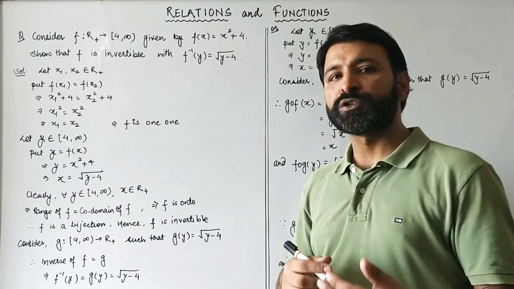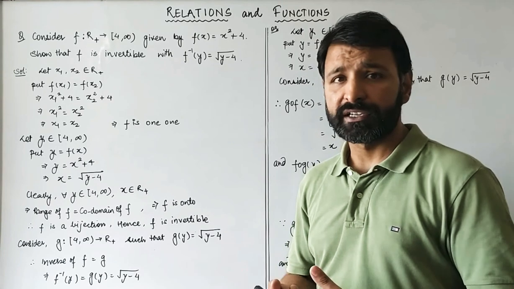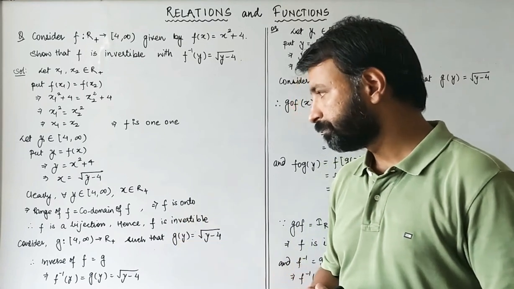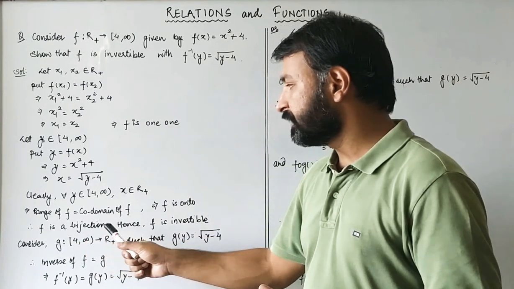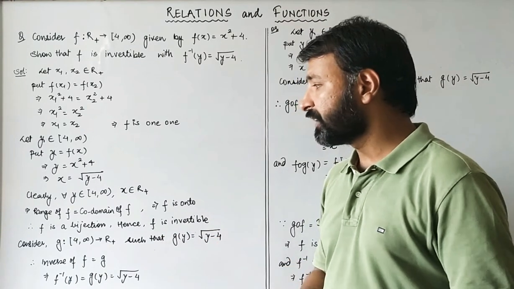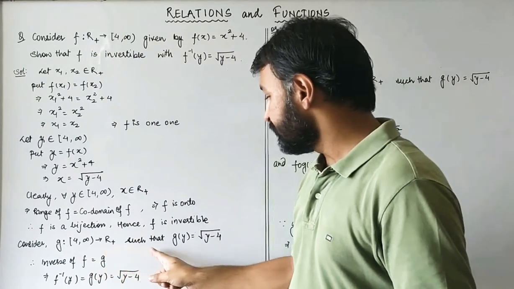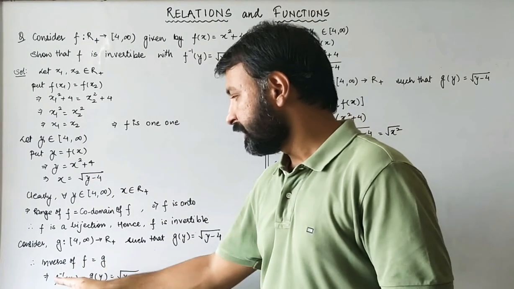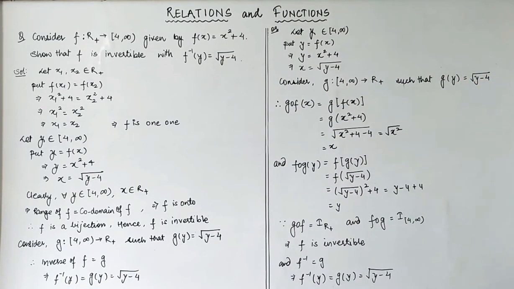Now range of f is closed interval 4 to infinity. Also it is given that codomain of f is closed interval 4 to infinity. It implies range of f is equal to codomain of f. Hence the function is onto. Therefore the function is a bijection since it is one-one as well as onto. So this is a bijection. Now if the function is bijective, it means it is invertible. Hence f is invertible. Now we will consider a new function g which is defined from closed interval 4 to infinity to R plus, such that g of y is equal to under root of y minus 4. Therefore inverse of f is equal to g. It implies f inverse y is equal to g of y is equal to root of y minus 4.